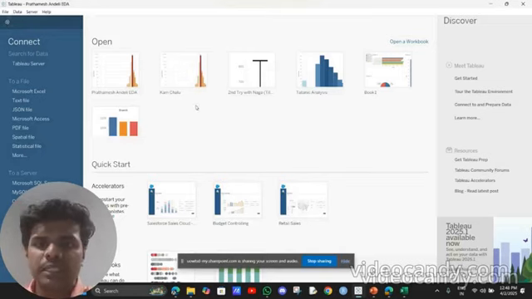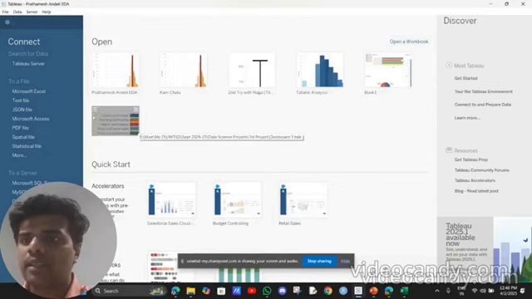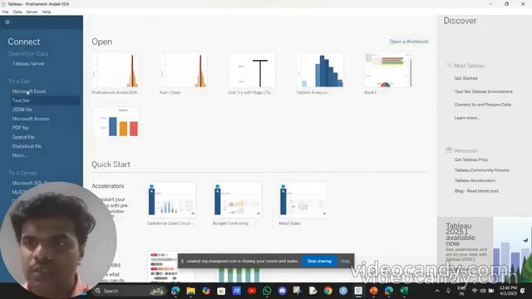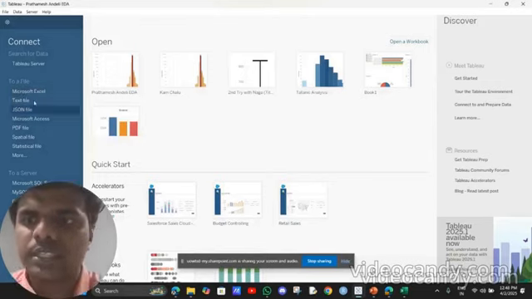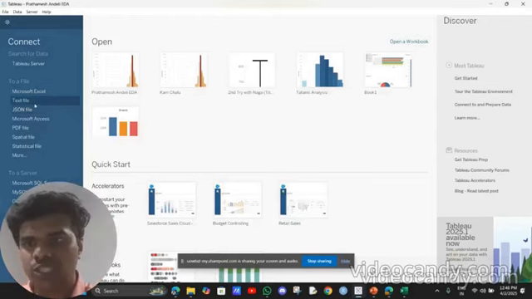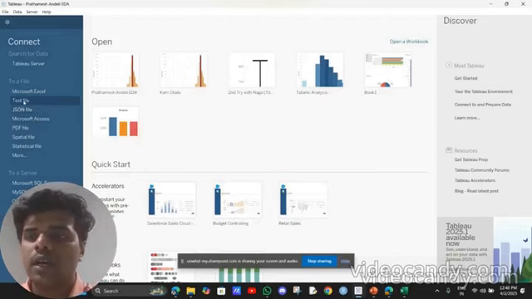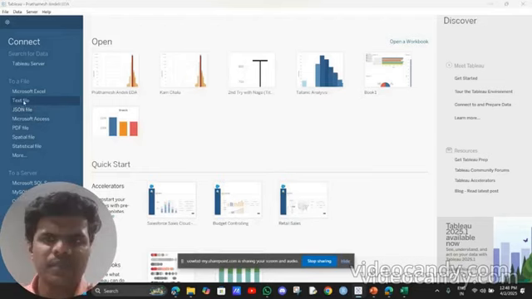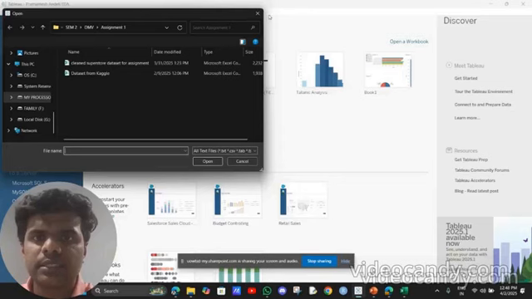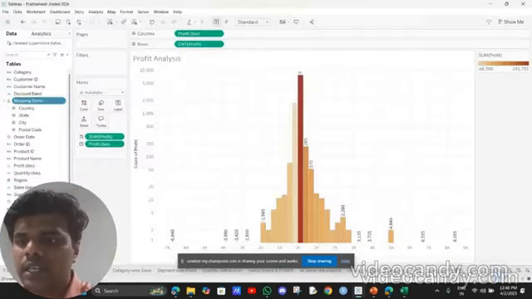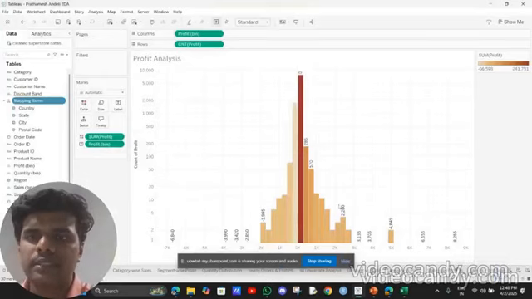Here, as you can see on my screen, I'm selecting this text file option. There are several options to import this data. As my dataset is a CSV file, that's why I'm using the text file to import. And we can import via this. Once we import the dataset into Tableau, it looks somewhat like this.